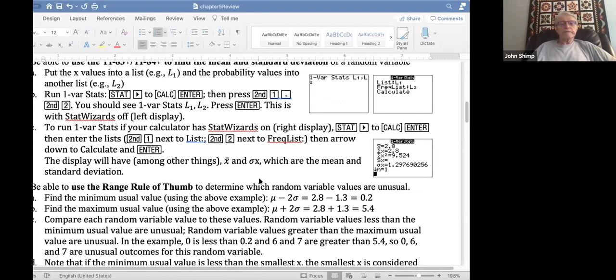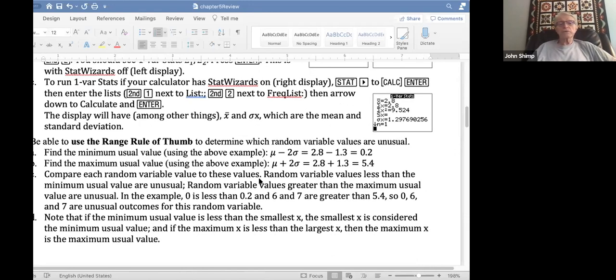Okay, so now let's consider this range rule of thumb, which I believe you had in Math 1530 back in chapter 3, and also possibly in chapter 4. The range rule of thumb is a rule to determine what values of the random variable are extreme, which means they're far away from the mean. The rule of thumb for being far away from the mean is more than 2 standard deviations away from the mean, which means to calculate the minimum usual value, we would subtract 2 times the standard deviation from the mean. That's the minimum usual value.